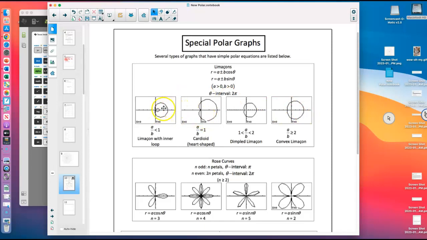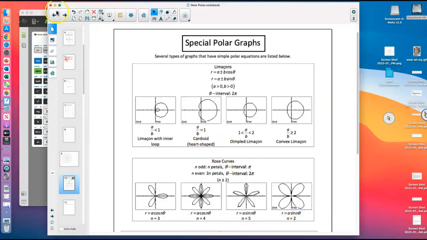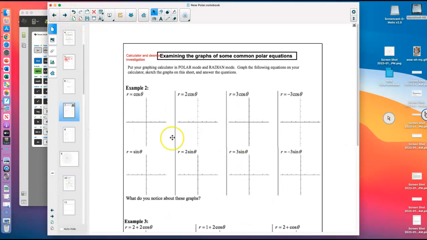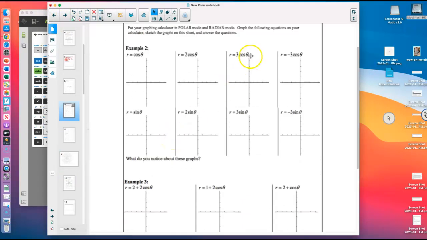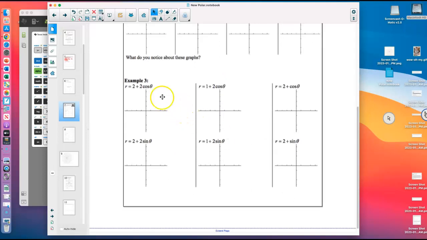The difference between these first two and mathematically why is easy to understand once we graph by hand. But on the calculators, let's go back. And again, I'm just sitting up here because we're just trying to see what these make. So the first ones with nothing in the argument and nothing being added or subtracted are just circles.